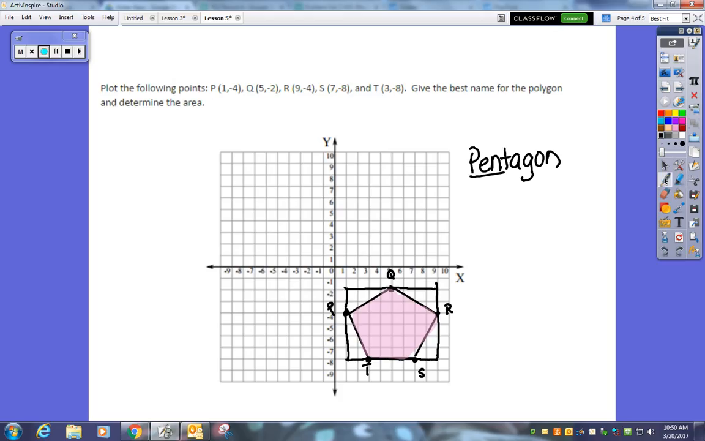And I'm going to label my triangles. It doesn't matter which one's which number. I'm just putting 1, 2, 3, 4, so when I find the area, I know which one I'm looking at. I do want to start, though, by finding the area of my rectangle.